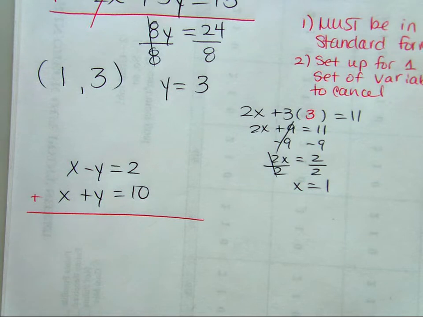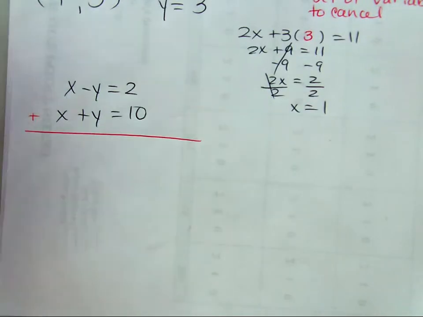Okay, so try that one. It's a level 1. It is ready to go. They're in standard form. One of the two variables is ready to go. What should I eliminate?